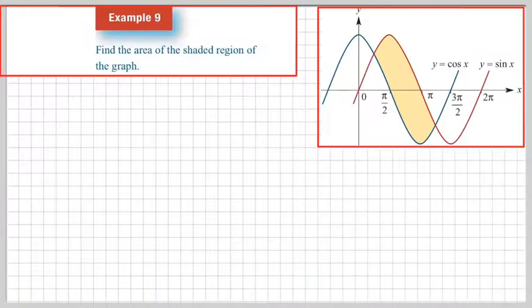Yes, maths is beautiful, I know, it is beautiful. Now what do we have to do now? We're on a roll, truly on a roll. So what's the area of the shaded region of the graph?